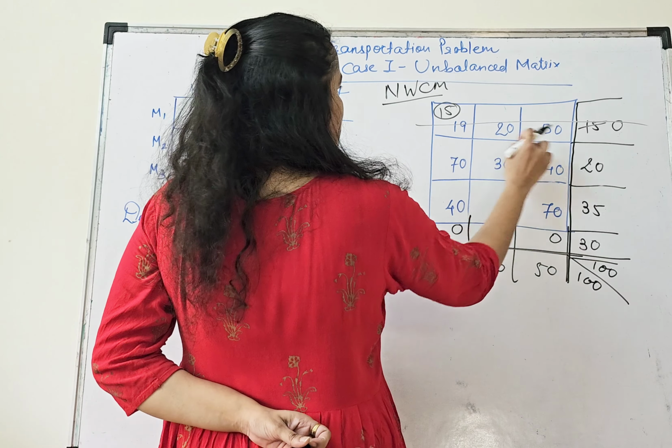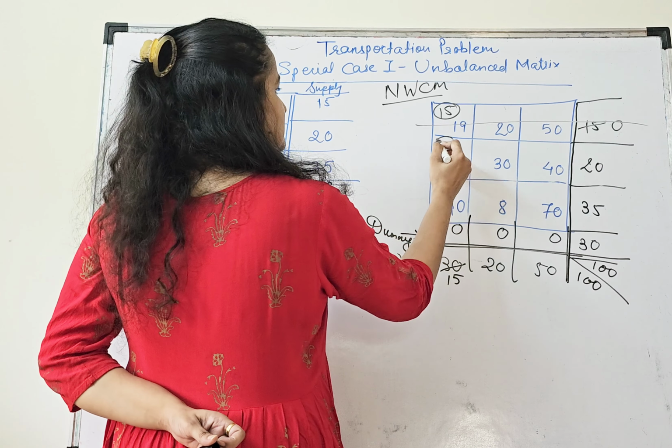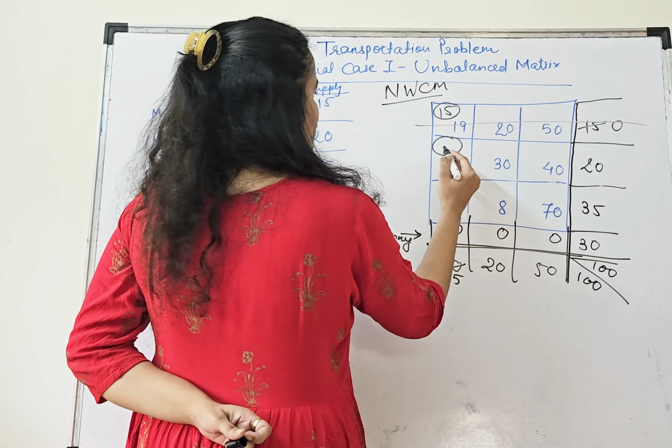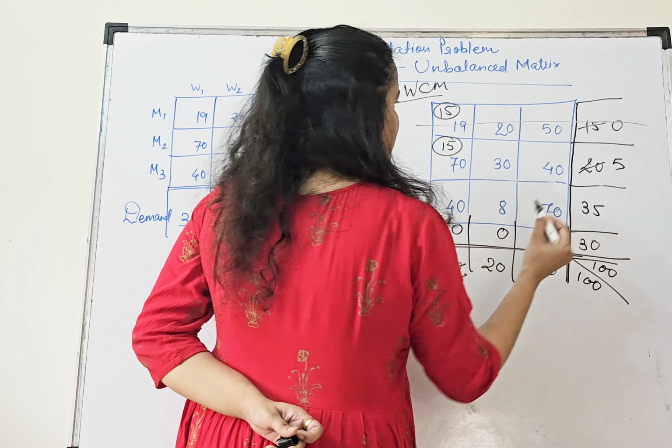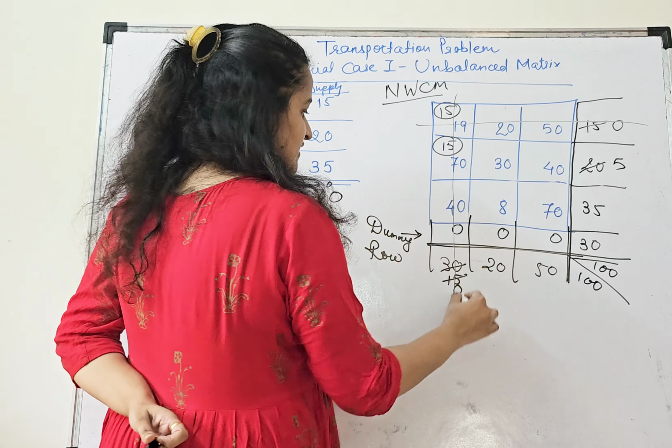Yes. Now the next allocation in this matrix is this cell, the northwest cell. So the allocation out of 15 and 20, the minimum, 15 allocation, is to be done. Subtract that 15 from both. So whatever is 0, cut it.